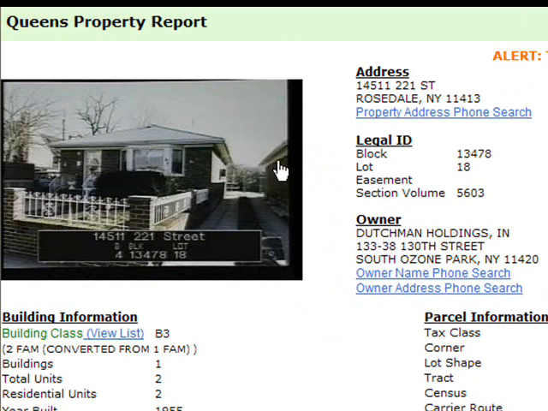To the right of the photograph is the address of the property, the legal identification, which in New York City is the block, lot, and easement, the owner of the property. We also have telephone numbers listed at the address, listed in the owner's name, and the owner's address.